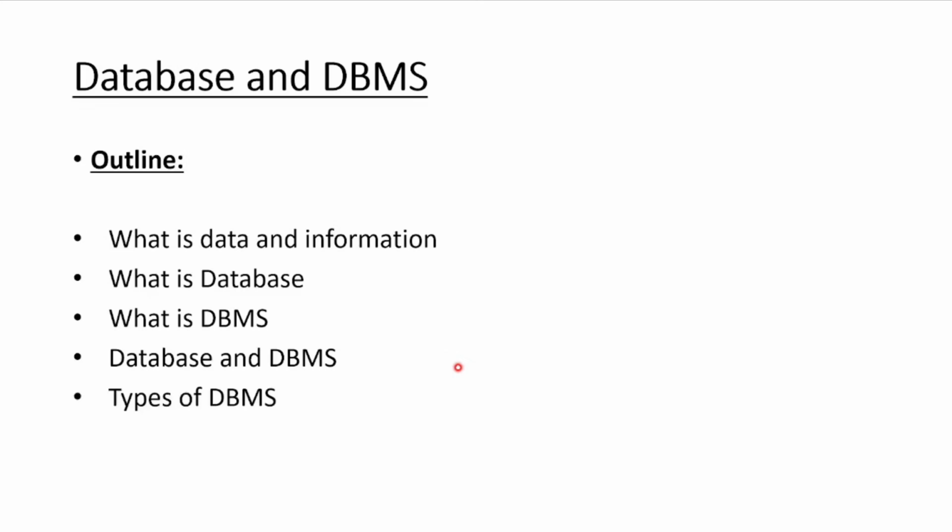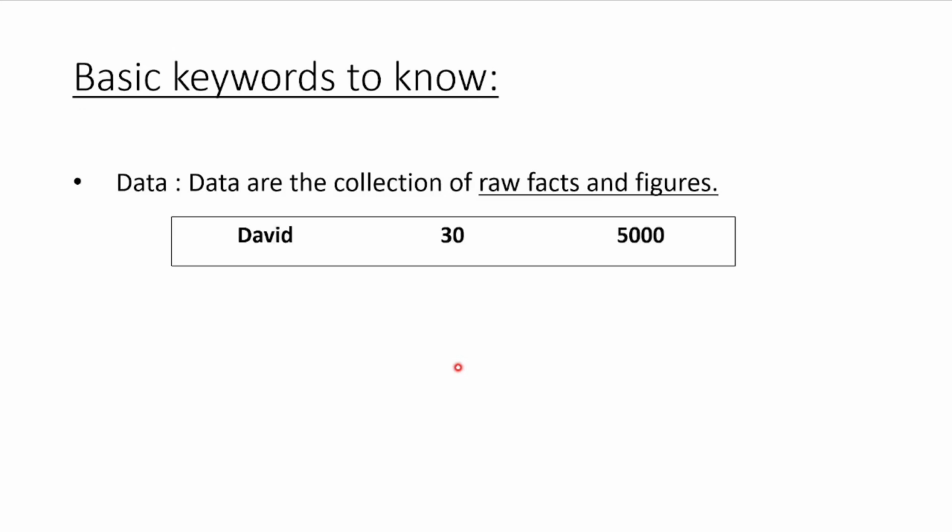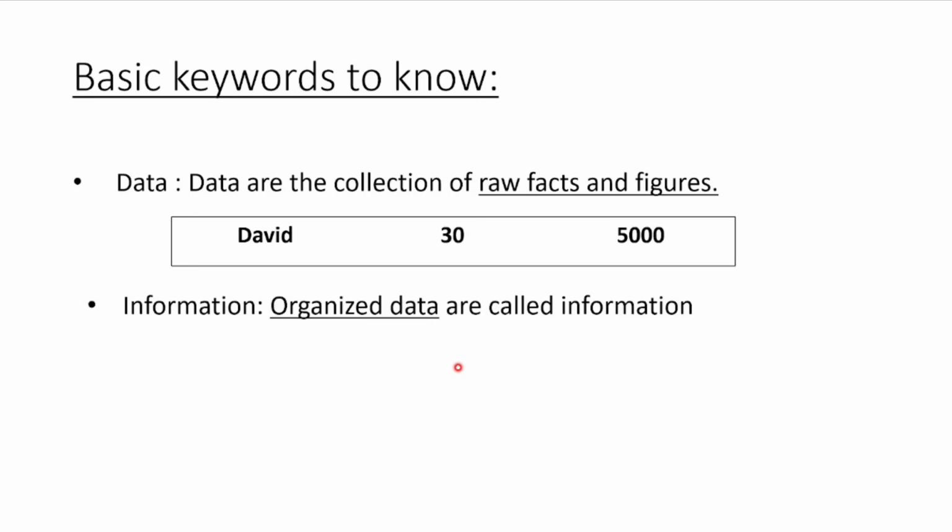So before going to database, we have to know some basic keywords. What is data and information? So what is data? Data are the collection of raw facts and figures. Let's say David, 30, and 5,000. Here, David might be the name of a student or the name of an employee, and 30 might be his roll number or something like that. We don't know. And 5,000, it's just a number. We don't know.